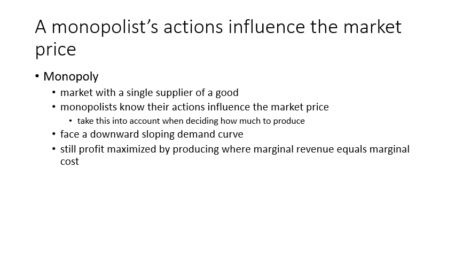So they have to figure out that sweet spot where they're producing less, but prices are going up to the point where their revenues continue to increase. And so we know that condition is going to be they'll produce until their marginal revenue equals their marginal cost. They face a downward sloping demand curve, and they're still profit maximized by producing where marginal revenue equals marginal cost.